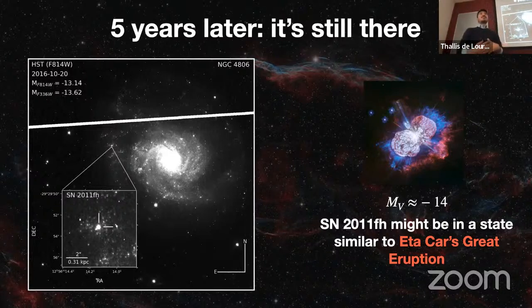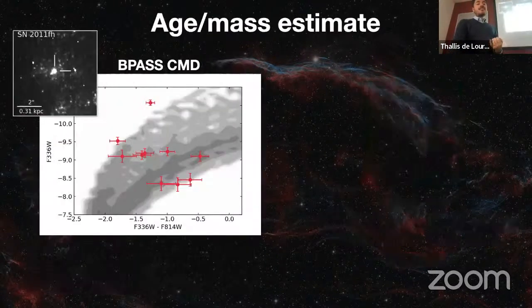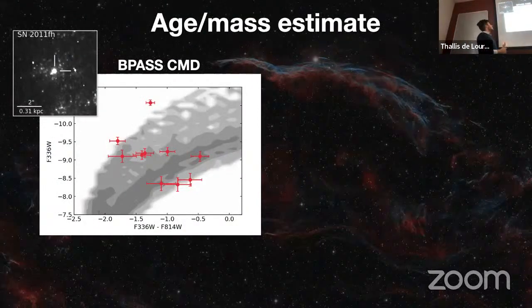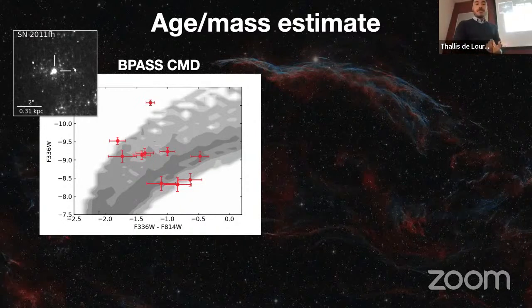Or the other possibility is that that was a real explosion, a real supernova, I mean, and that they're still interacting with the circumstellar material. So this HST data was interesting because we could detect stars around the source, around 2011 FH, and we could use the photometry of these stars to estimate the age of the stellar association, of the stellar cluster that is part of the progenitor of 2011 FH.